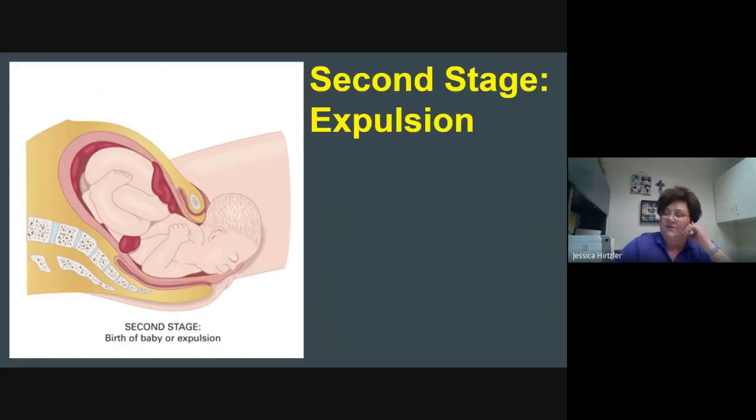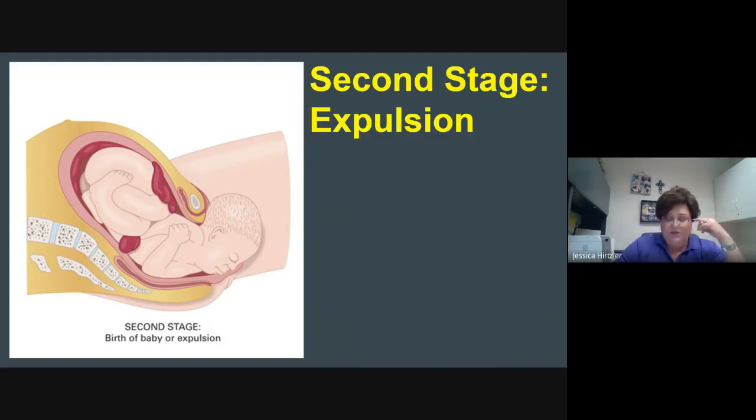The second stage of labor is the actual birth of the baby. It begins with complete cervical dilation and ends with the delivery of the baby. During this stage, the infant is going to move through the vaginal canal and is born. Contractions are closer together and lasting a little bit longer, usually a minute and a half, sometimes a little bit longer than that, and they're usually 2 or 3 minutes apart.